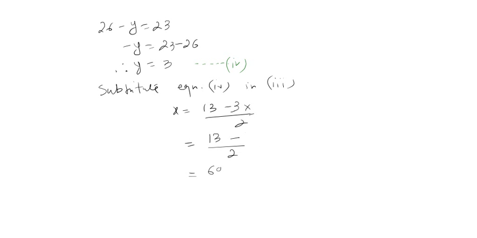This with 3. Right. So this is 9. So 13 minus 9, how much do you get? 4 by 2. So therefore our answer, x is equal to 2 and y is equal to 3.